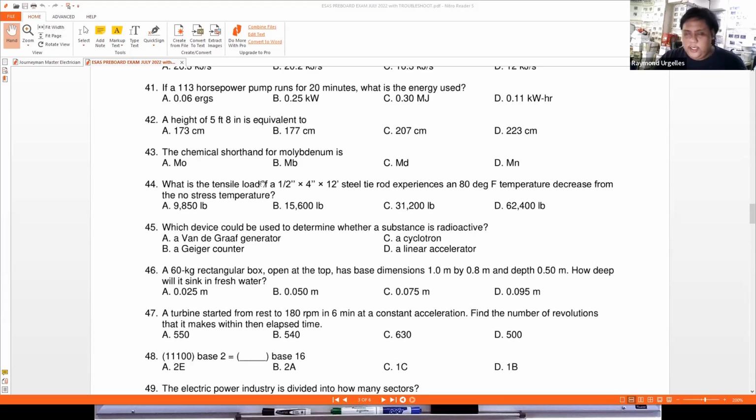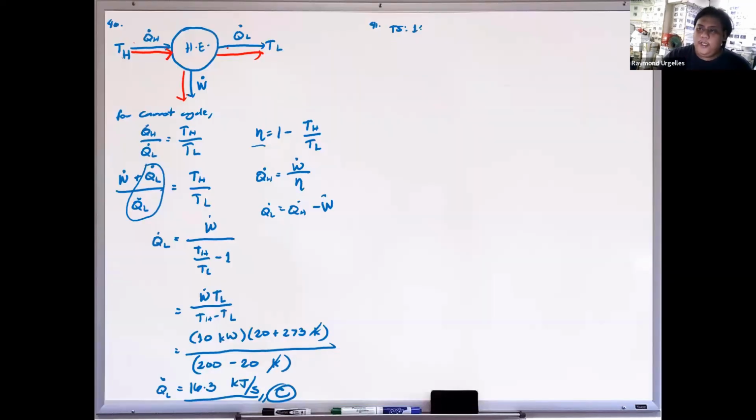Okay? So anyway, again, this should be 1/3 horsepower. So we can answer this. Yung 113 horsepower should be 1/3 horsepower. So what's the energy? Again, energy is power times time. That's 1/3 horsepower. Let's convert this to watts. We have 746 watts per horsepower. Then we multiply this by time, which is given sa atin as 20 minutes. Let's convert this to seconds.